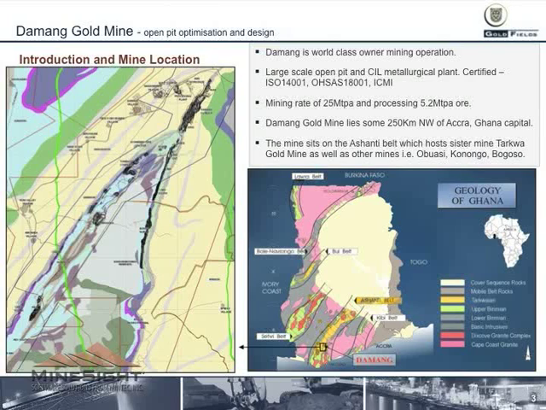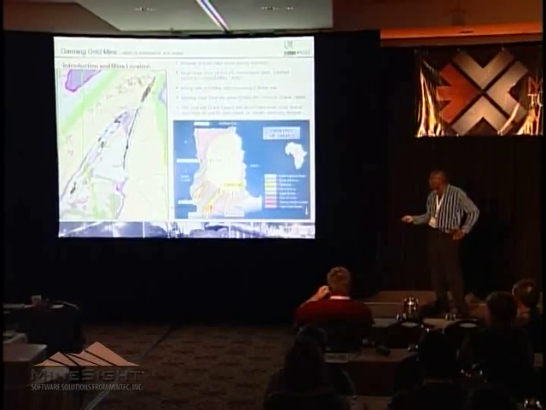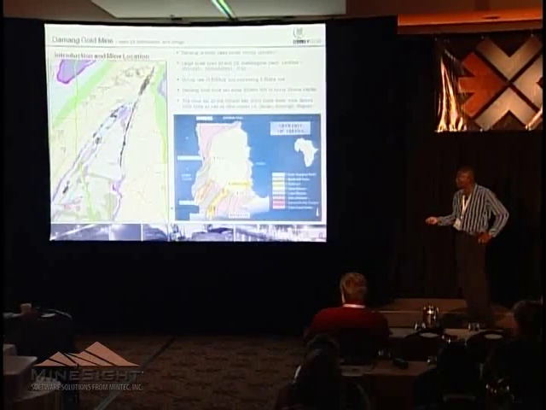Location of the mine. The mine is a world-class mining operation. It's a large-scale open pit CIL metallurgical plant. It is ISO 14001 certified, OHSAS 18001 certified, and ICMI certified. The mining rate is about 25 million tons a year, with a processing throughput of 5.2 million tons of ore. That's the mine over here, and it's about 250 kilometers northwest of the capital of Ghana, that's Accra.